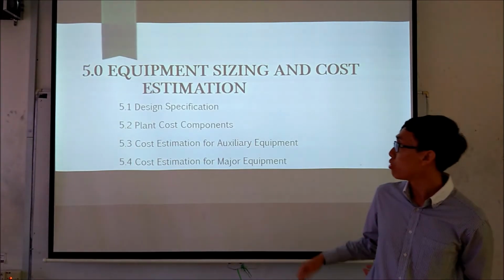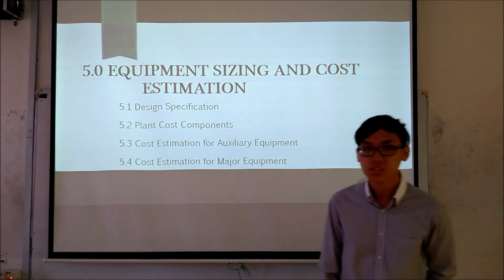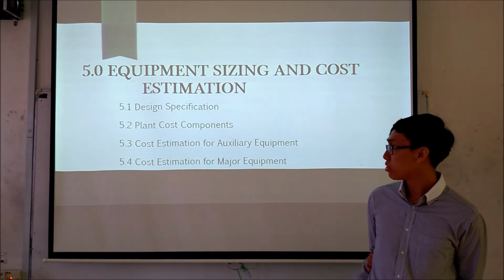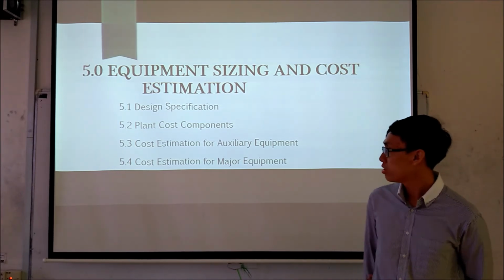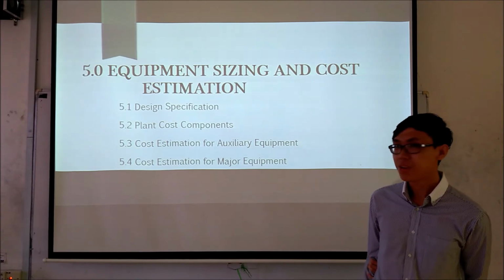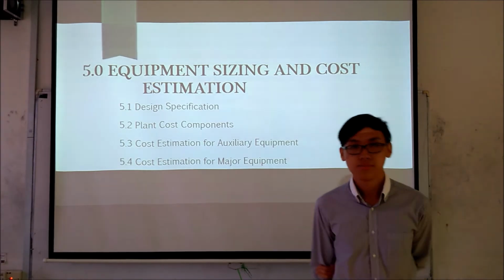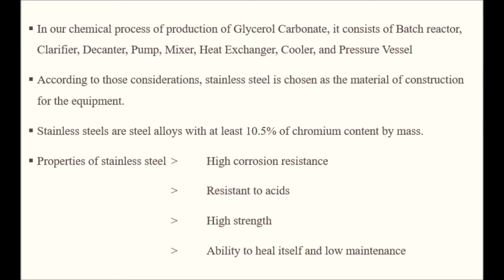I will talk about 5.0 equipment sizing and cost estimation. For 5.1, I will talk about the design specification, for 5.2, the plant cost component, and for 5.3 and 5.4, the cost estimation for auxiliary equipment and major equipment. Design specification. In our chemical process for the production of glycerol carbonate, it consists of a batch reactor, clarifier, decanter, pump, mixer, heat exchanger, cooler, and pressure vessel.